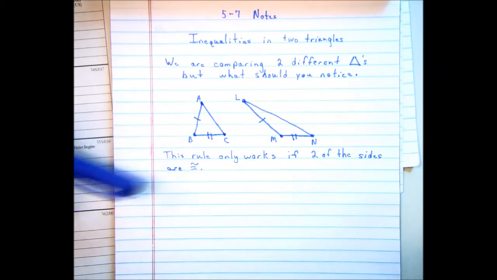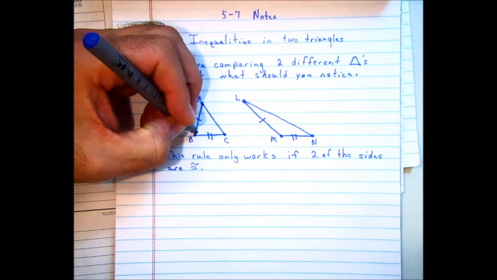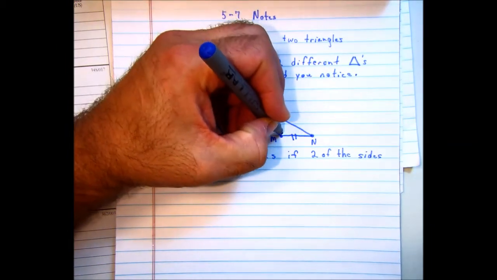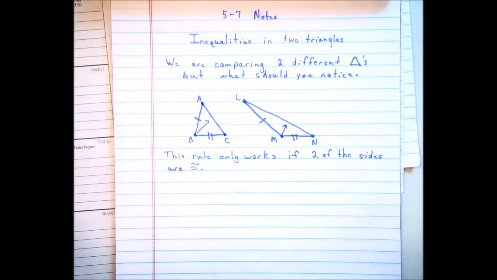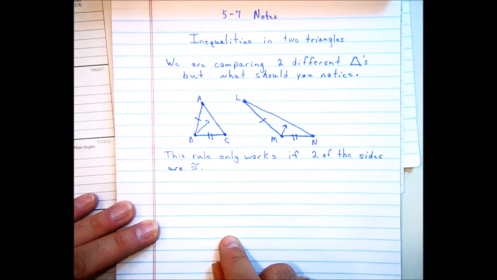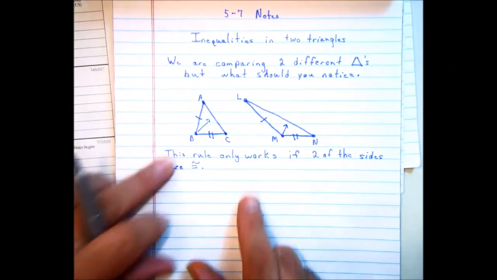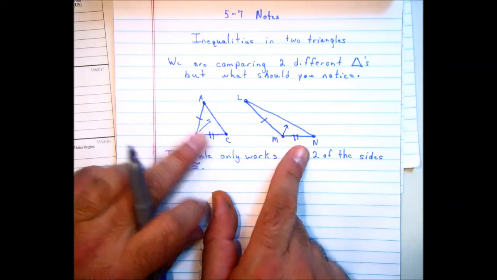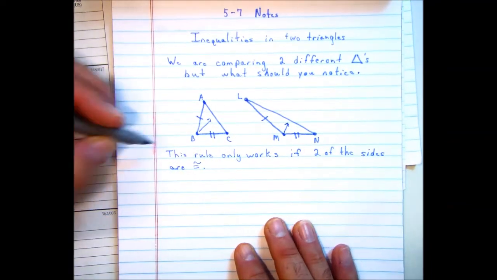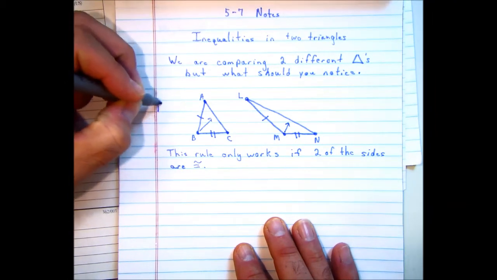Right. So in other words, we're comparing this angle here and the side across from it, and this angle here and the side across from it. So the concept still stays the same. The bigger angle is across from the bigger side. The difference is these two triangles have two sides that are congruent. That's why we can do this comparison. It's called the hinge theorem.